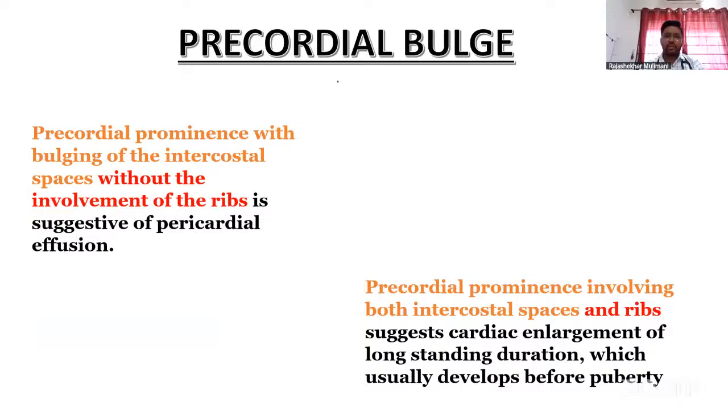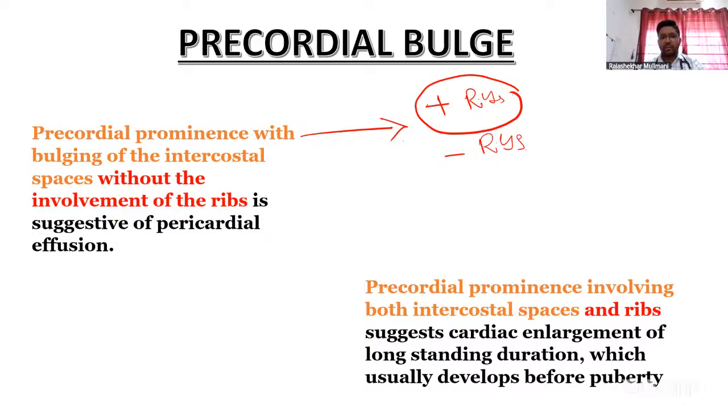Next, you need to specifically mention whether there is any precordial bulge or not. So, what is the importance? The precordial prominence can be there without involving the ribs or with involving the ribs. So if the precordial bulge is there, but the ribs are not involved, then you can suspect a disease related to pericardial effusion, etc. Long-standing pericardial effusion, especially that seen in hypothyroidism, can be a feature of this precordial bulge in adults.